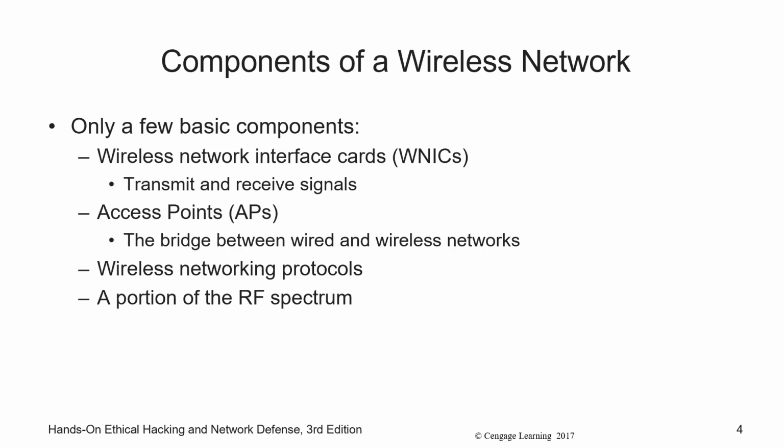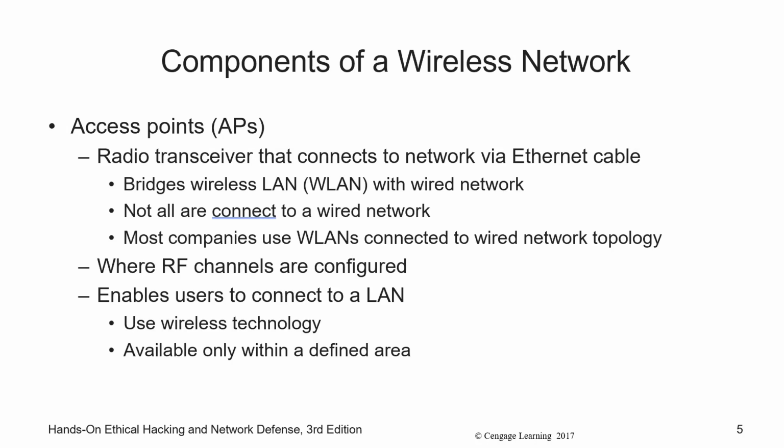You have wireless network interface cards. These are transceivers. Transceivers transmit and receive, hence the name. And access points, they bridge wired and wireless networks. There's various wireless networking protocols, and as I said, the portion of the radio frequency spectrum. Again, in this case, for the 802.11 standard, it's 2.4 and 5 gigahertz.